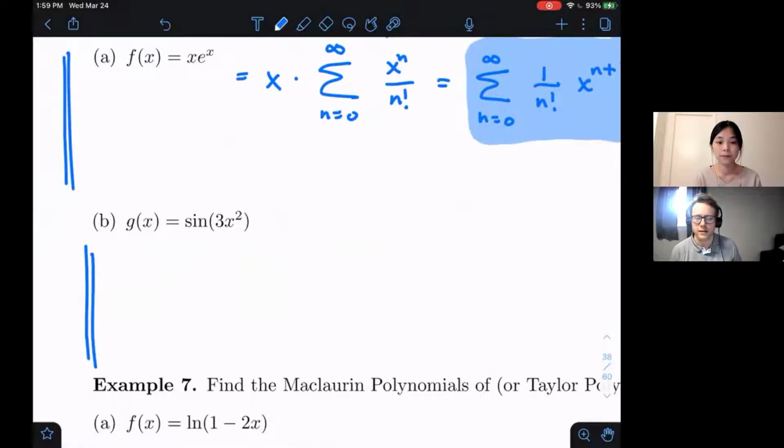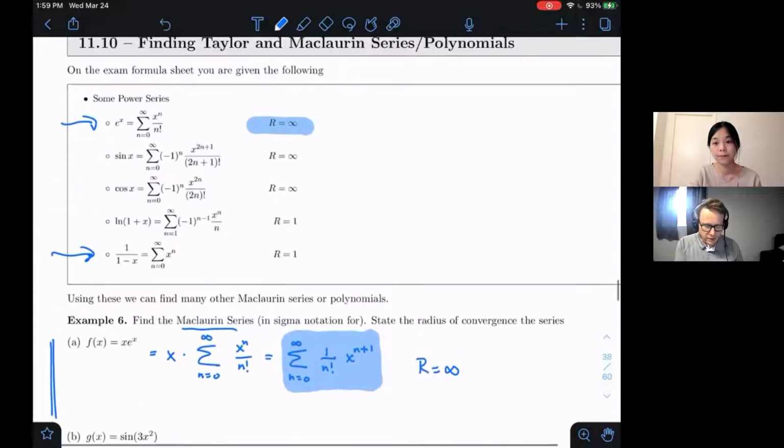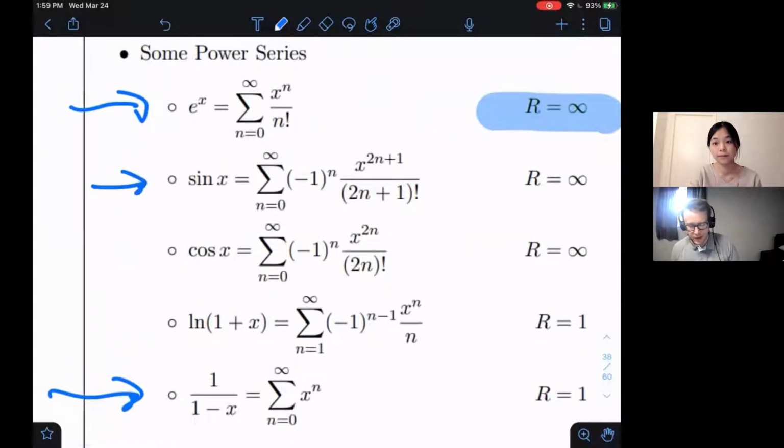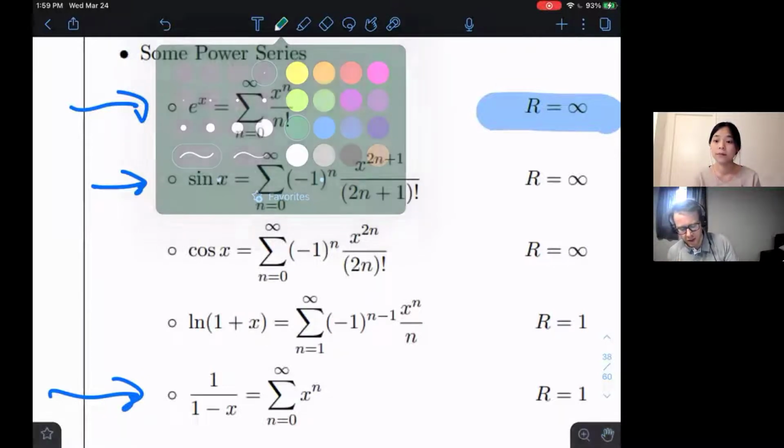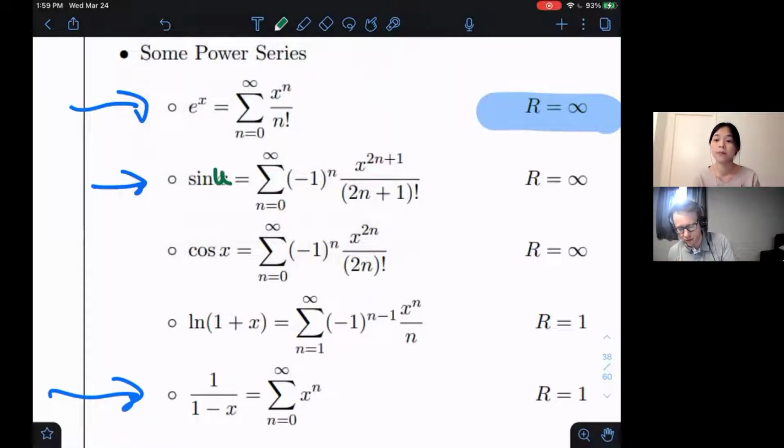Sine of 3x squared. Well, we know from this table here, sine of x. And similar to the 1 over 1 minus x sort of business, it may be good to write this in terms of u or something like that. So instead of x, use u, because then you can more directly think about what you would want to substitute in here.